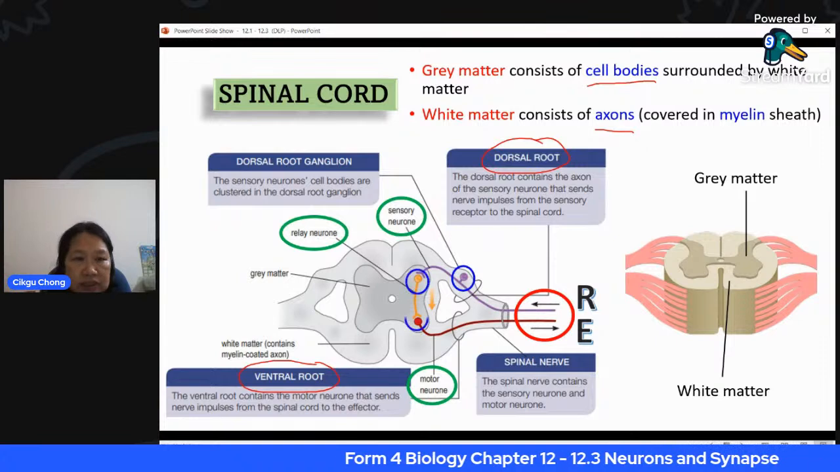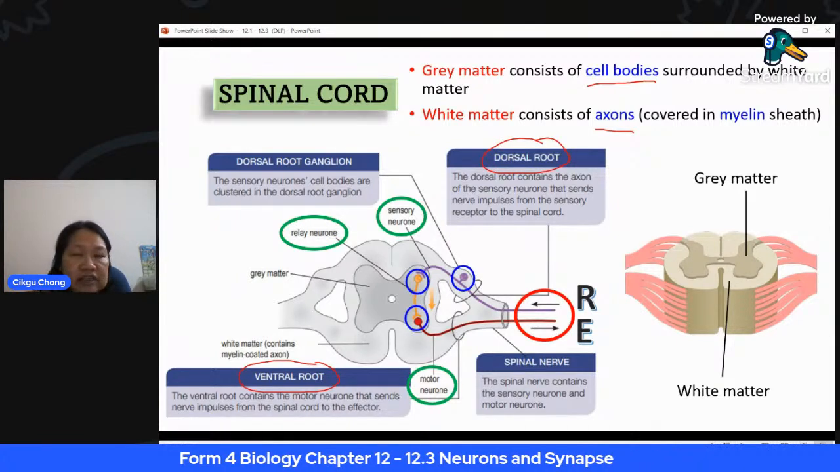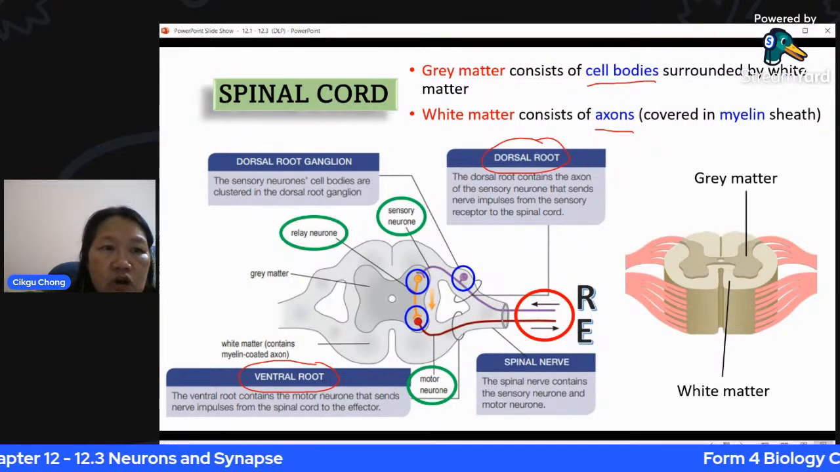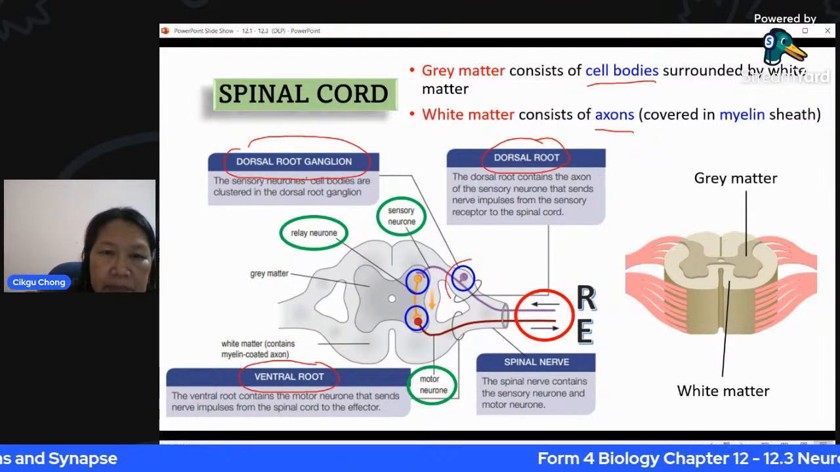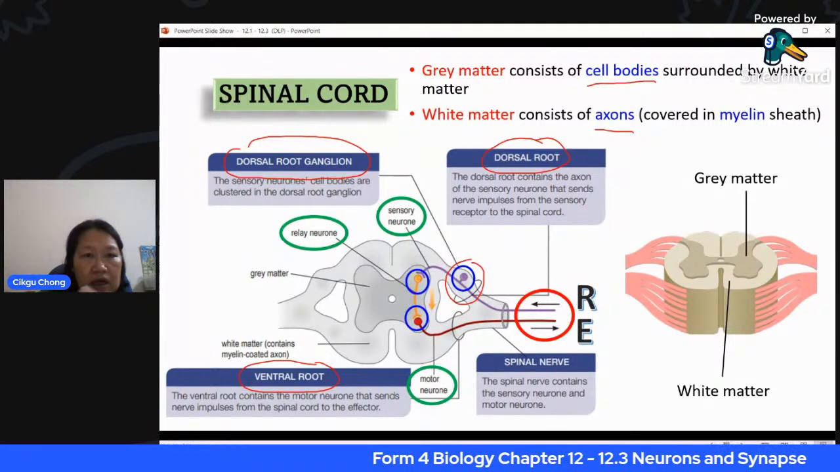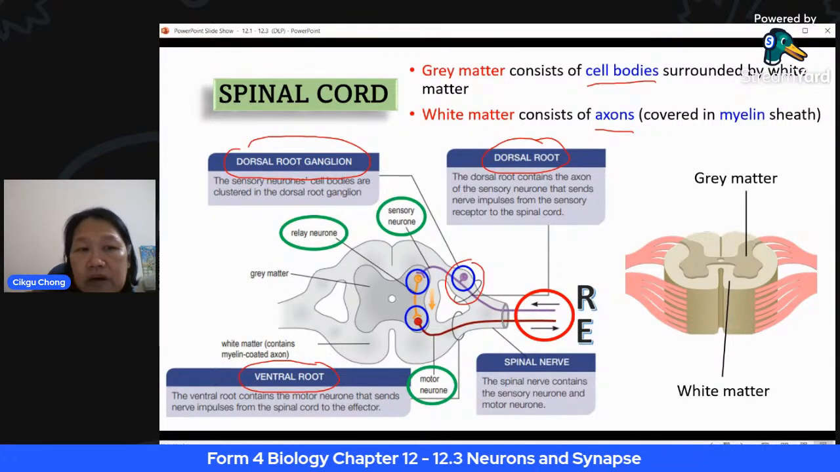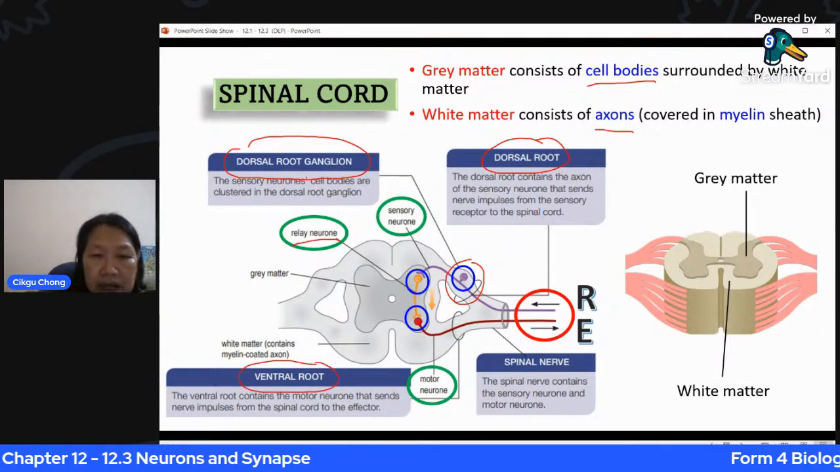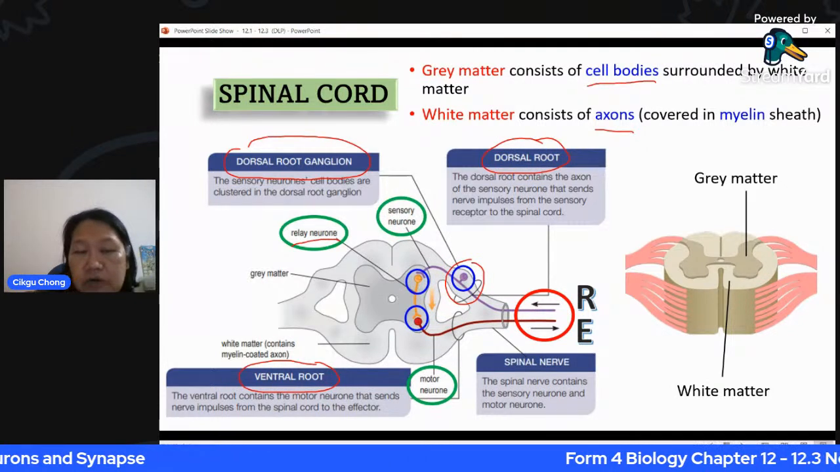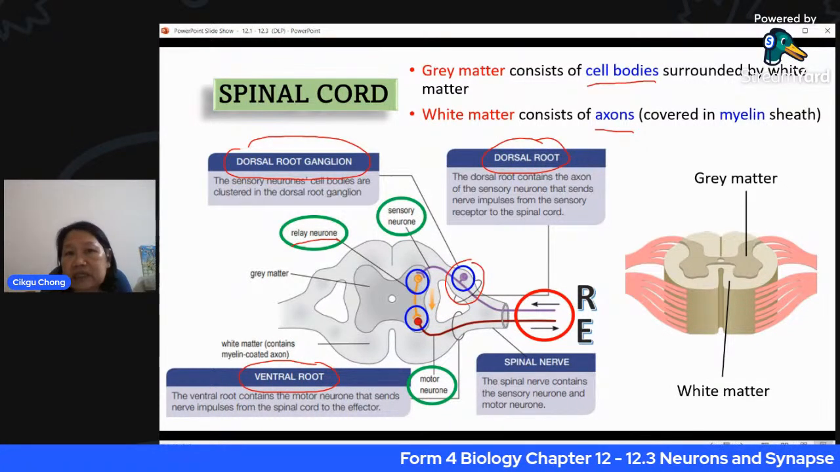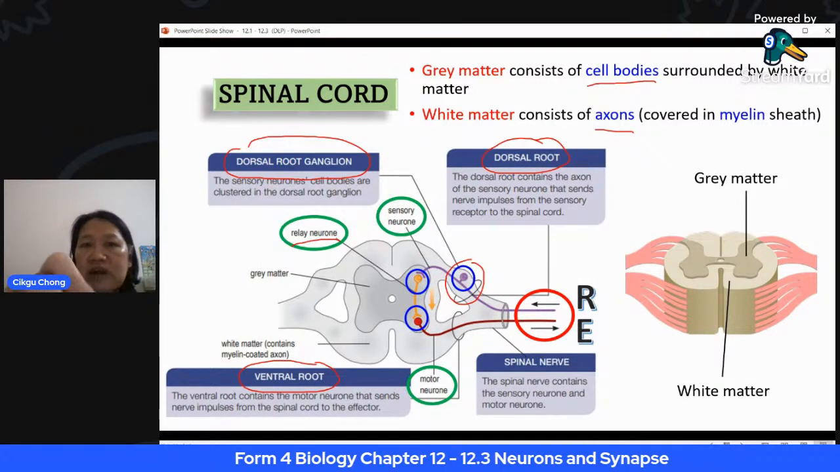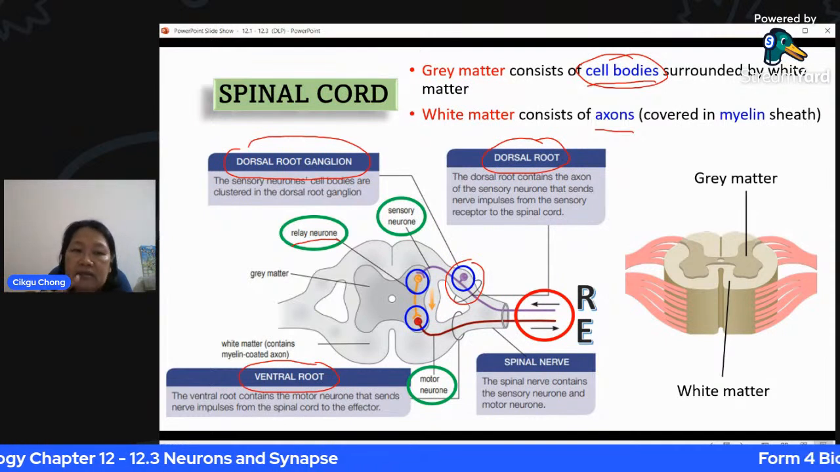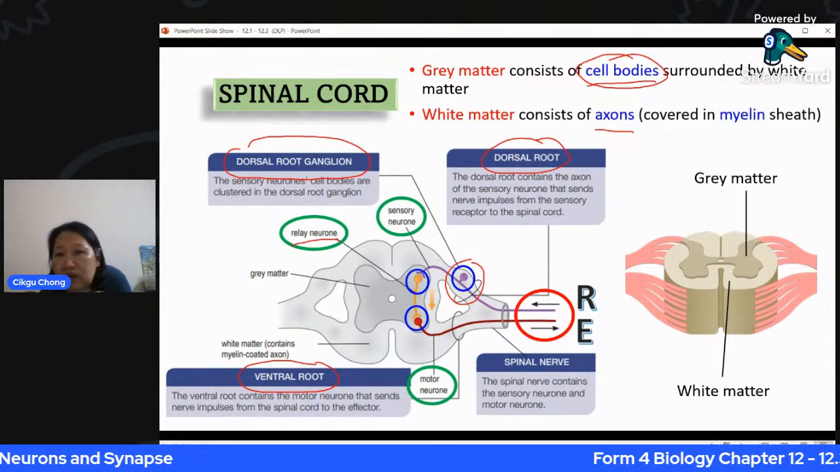Okay, so all these are the cell bodies. The cell body of the sensory neuron is in the dorsal root ganglion, the bulge here. The cell body of the relay neuron is found in the gray matter. And the cell body of the motor neuron is also found in the gray matter. So you can see gray matter consists of a lot of cell bodies. The cell bodies of the relay neuron and the motor neuron are found in the gray matter.